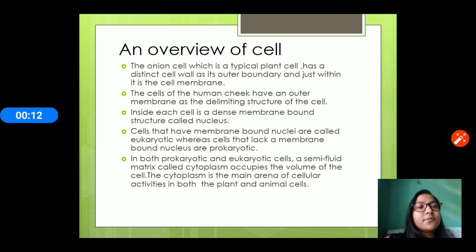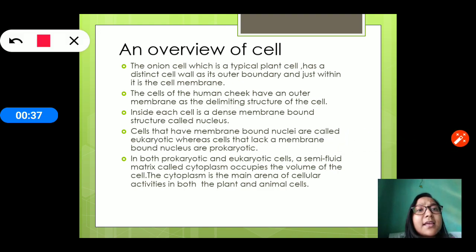If we observe a plant cell under a microscope, for example, the onion cell, we will see that it has a distinct cell wall at its outer boundary, and just within it, the cell membrane. And in case of animal cells, for example, human cheek cells, we will see an outer membrane as the delimiting structure of the cell.